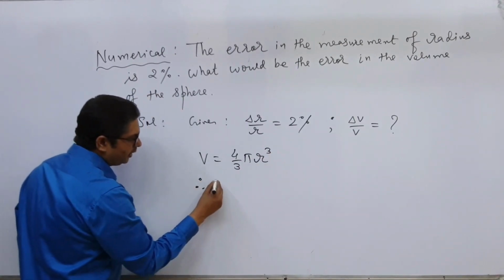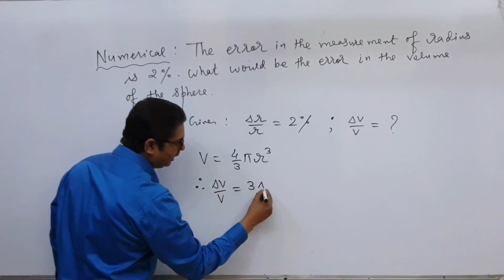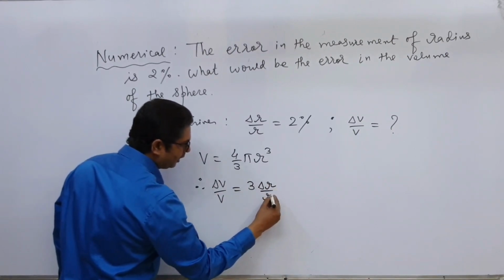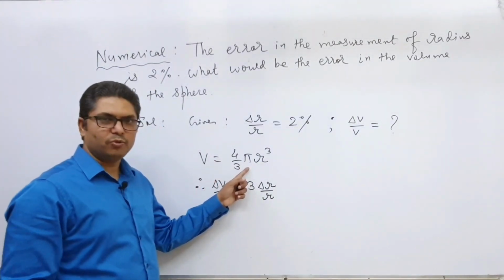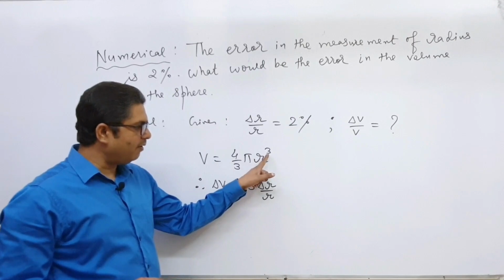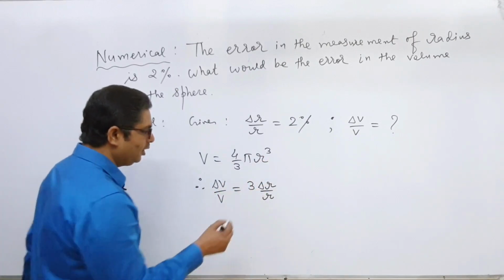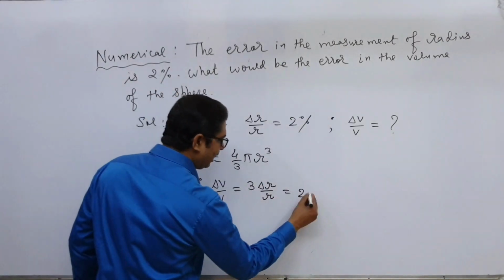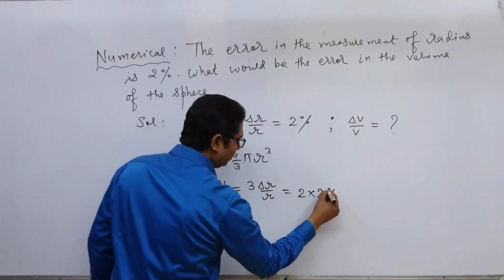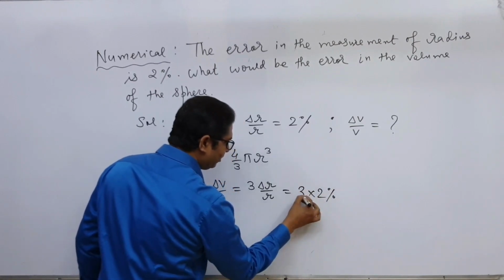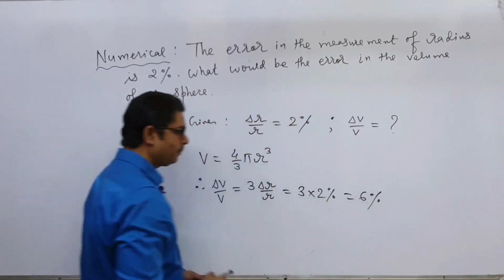So therefore delta V upon V is equals to 3 delta R upon R. Here 4 by 3 pi is constant, so we eliminate this. Here the power is 3, this 3 comes as the coefficient of delta R by R. Now delta R by R is 2%. So here we have 3 into 2, this is equals to 6%.